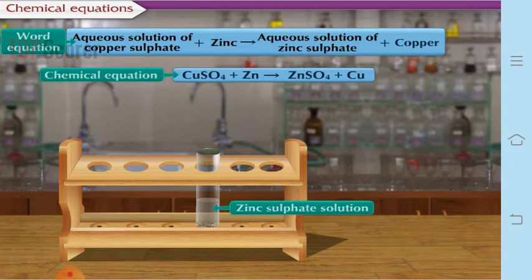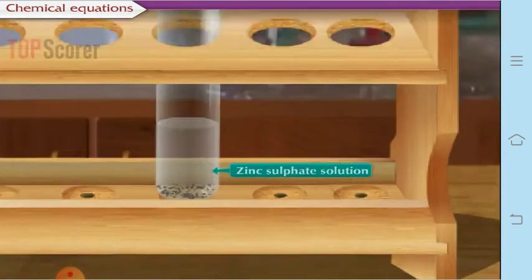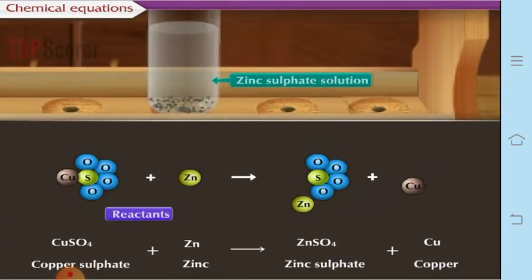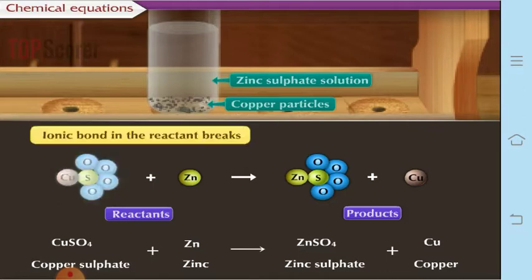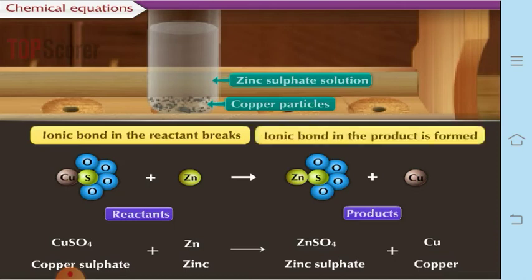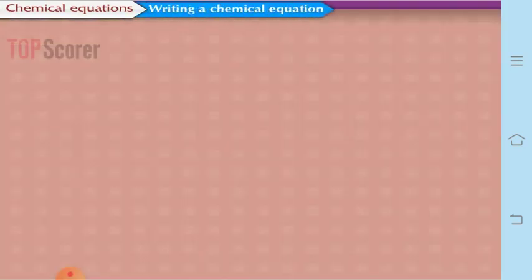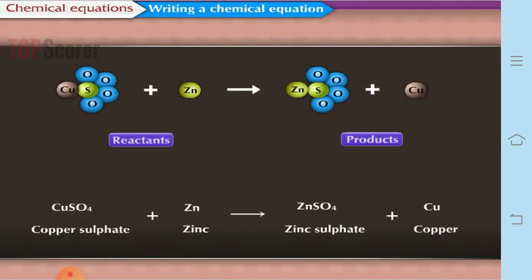So in this equation, if you see copper sulfate, that is CuSO4, and zinc, that is Zn, react to form zinc sulfate solution, that is ZnSO4, and copper particles. So here the zinc sulfate is the product and has totally different properties from those of the copper sulfate. So the ionic bond in this reaction breaks up during the reaction, whereas an ionic bond is formed on the product side, that is ZnSO4.